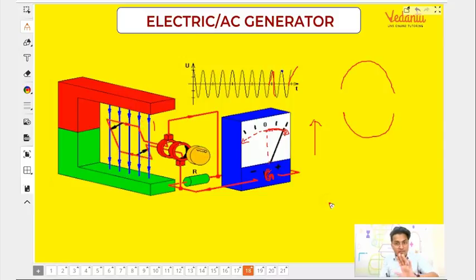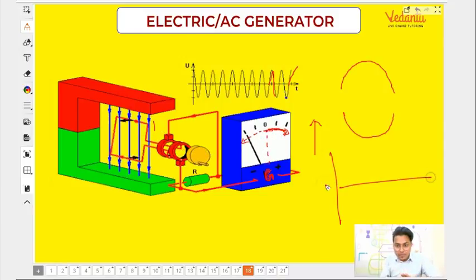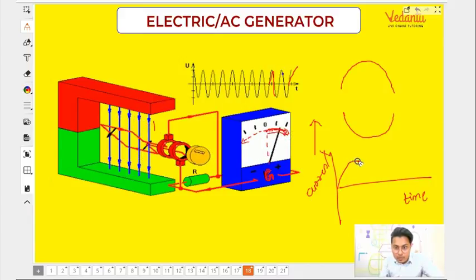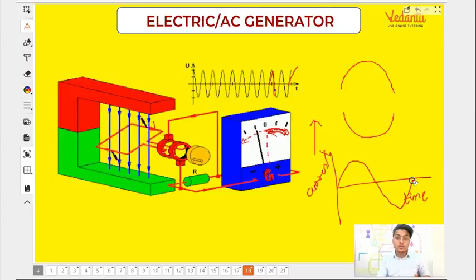Correct? So I'll make the graph of this simply sitting here. I'll make the graph between current and time. Let me just make it. How does it look like? So as you can see, first of all the current increases. Okay, current is increasing. Then it comes back to 0. Then it goes on to the other side. So negative. So it goes negative. Then again comes back to 0.